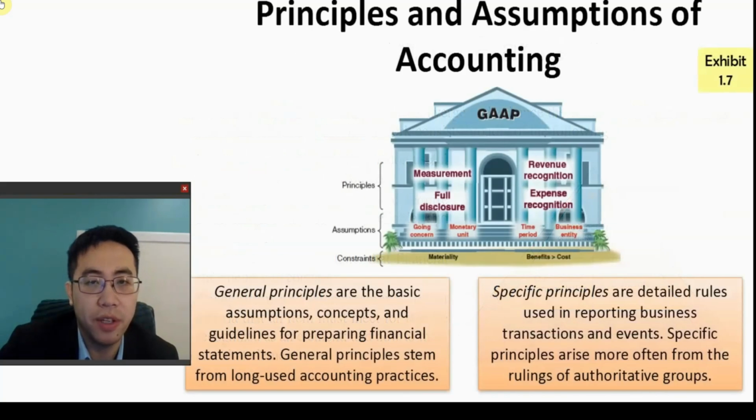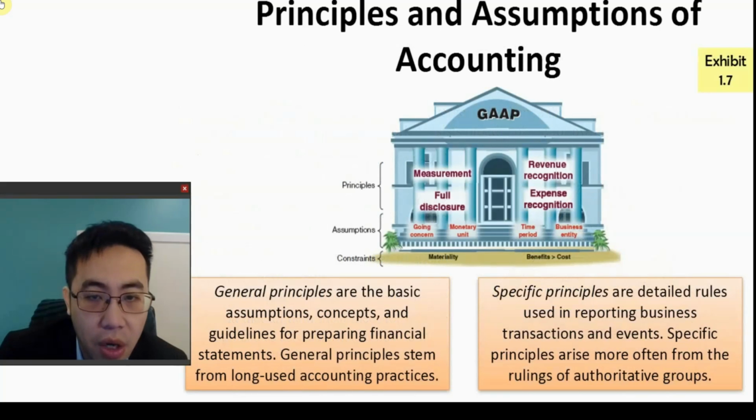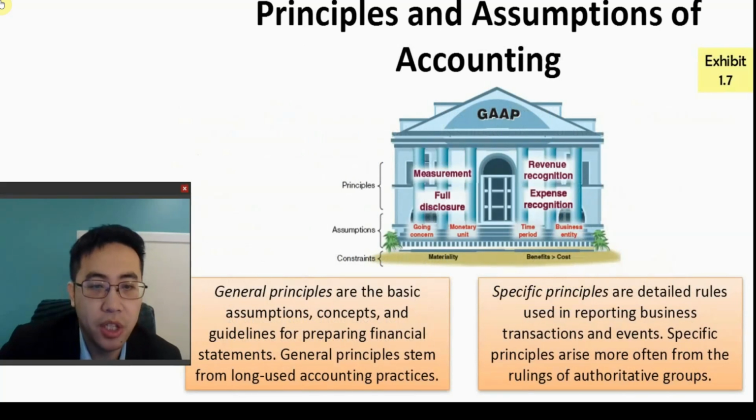So the principles and assumptions of accounting under the Generally Accepted Accounting Principles, or GAAP. We have different principles such as the measurement principle, which enables us to measure different variables, and they should be measured on a numerical basis, and also the full disclosure principle. Basically it means the accounting numbers and all this information should be disclosed and released to the users. And also revenue recognition and expense recognition.